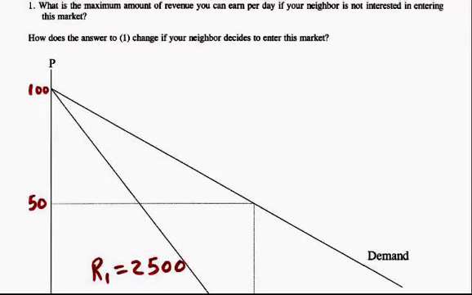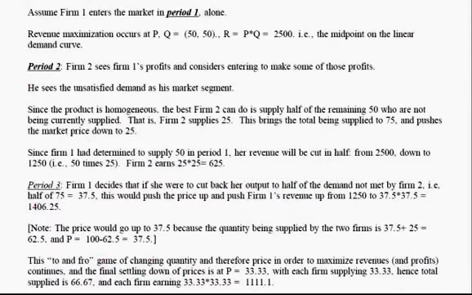Remember, the problem asks us, how does the answer to part 1 change if your neighbor decides to enter this market? So we assume that firm 1 entered the market in period 1 alone, and the revenue was maximized at P equals 50 and Q equals 50, so the revenue was 2,500, and that was at the midpoint of the linear demand curve. In period 2, firm 2 sees firm 1's profits and decides that it will enter the market, and in doing so, firm 2 views the unmet demand as its market segment.